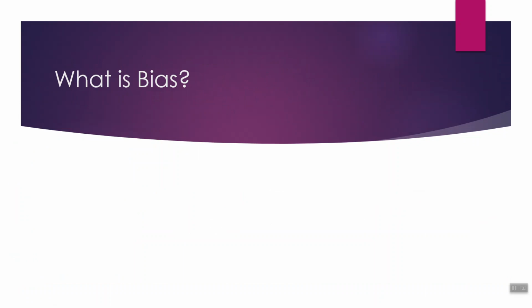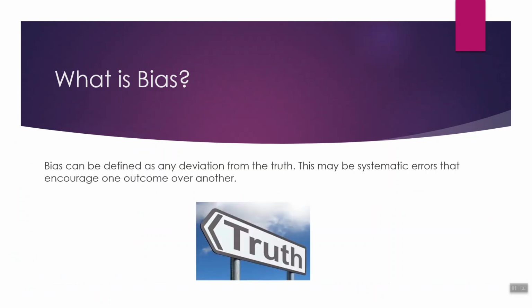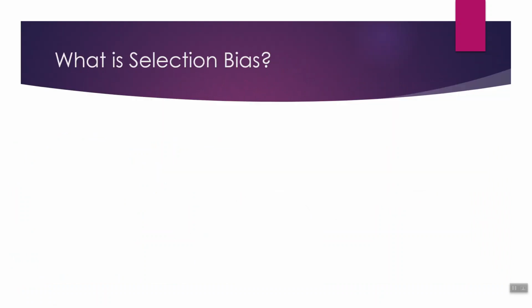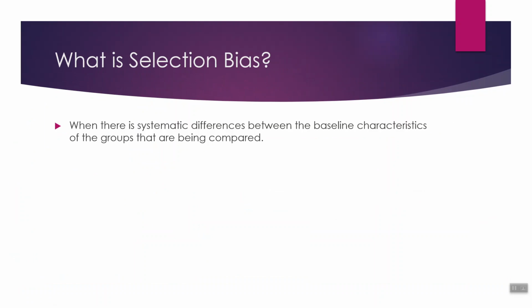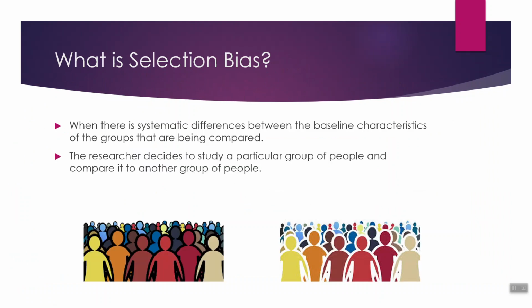What is bias? Bias can be defined as any deviation from the truth. This may be systematic errors that encourage one outcome over another. Therefore, what is selection bias? Selection bias is when there are systematic differences between the baseline characteristics of the groups that are being compared. It is usually associated with research where the selection of participants isn't random. The researcher decides to study a particular group of people and compare it to another group of people.